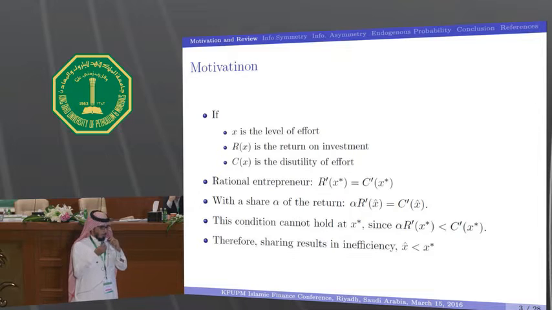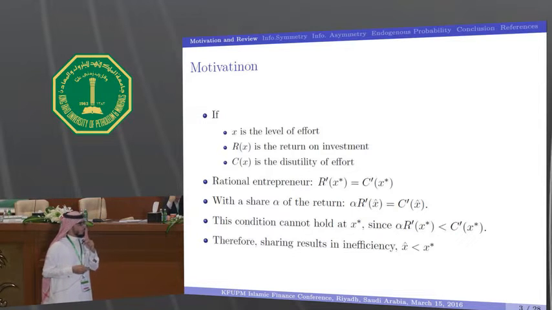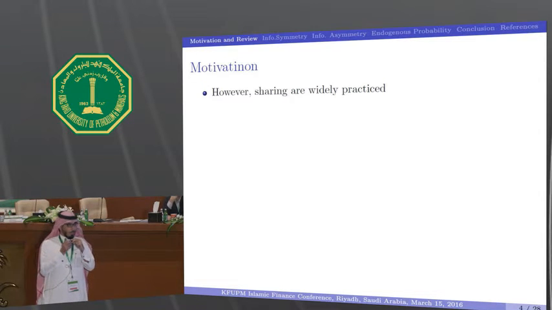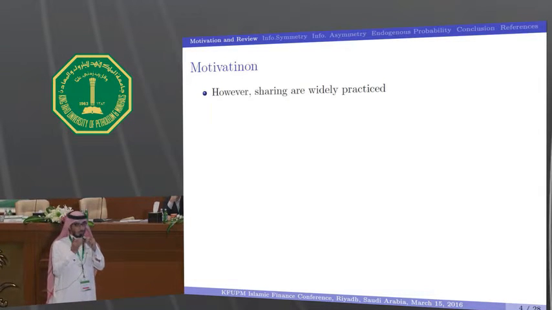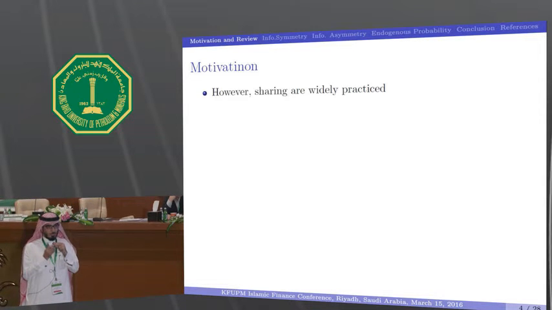So therefore, the result is that sharing results in inefficiency, in the sense that the amount of effort under sharing will not be the same as the one under having the full marginal return. However, sharing contracts are widely practiced, and economists have been puzzled about their existence under such an inefficiency argument. The literature here is vast and well surveyed, so I'm not going to go over it.